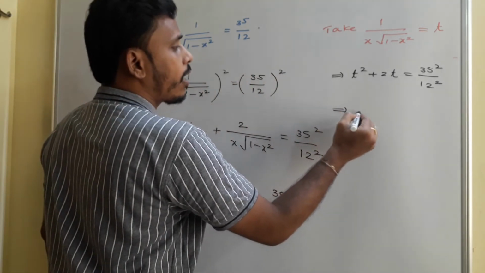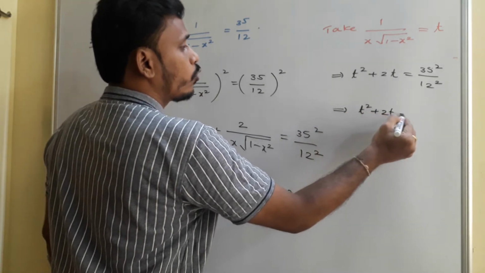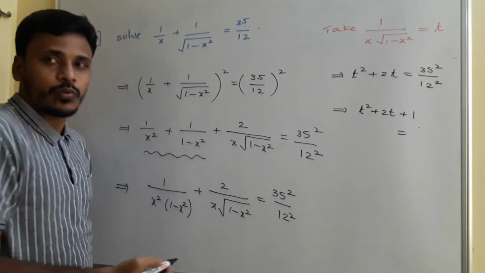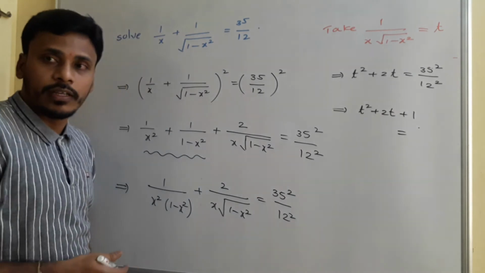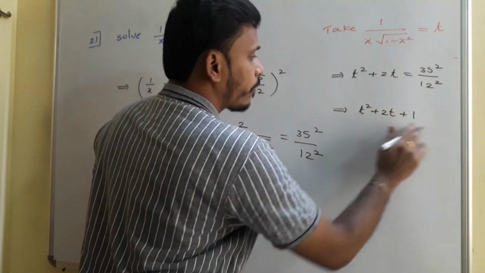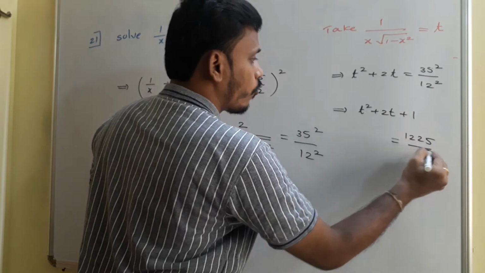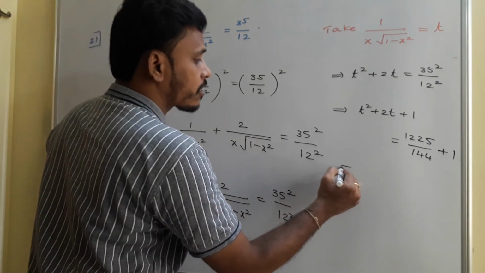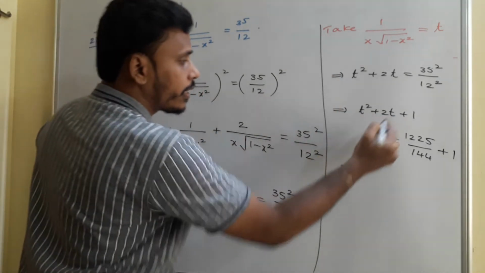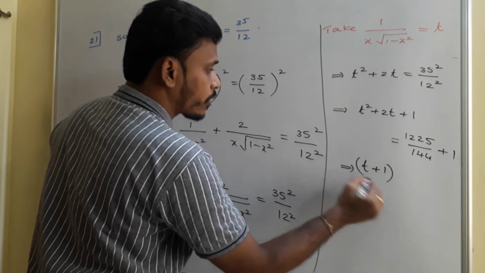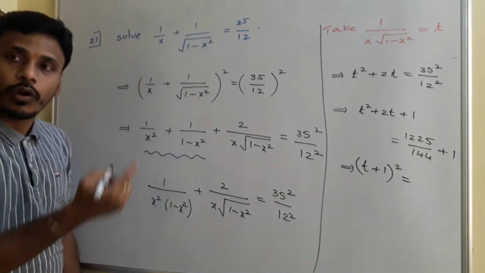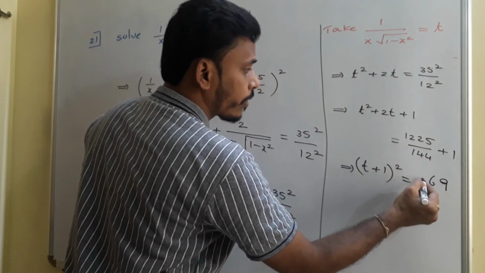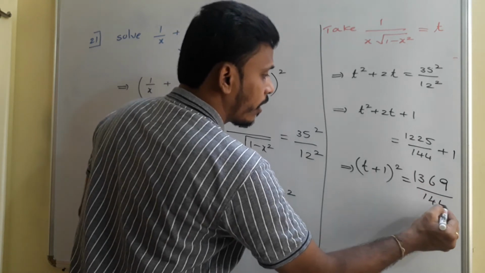So if you add 1 on both sides, t square plus 2t plus 1 is equal to 35 square by 12 square plus 1. I need to simplify further, and I think we are all familiar with 35 square, which is 1225, right? So this is equal to 1225 divided by 144 plus 1. Just add 1 on both sides, and in the next step t square plus 2t plus 1 is simply t plus 1 whole square, and when you add that 144 to 1225, we get 1369 divided by 144.